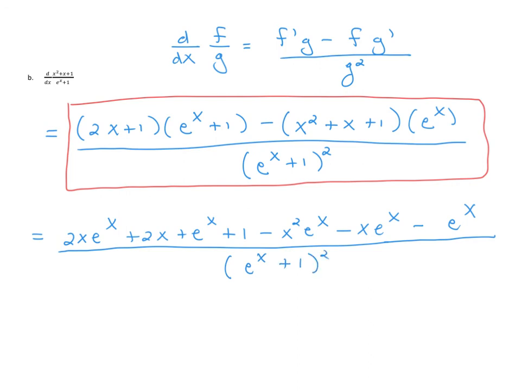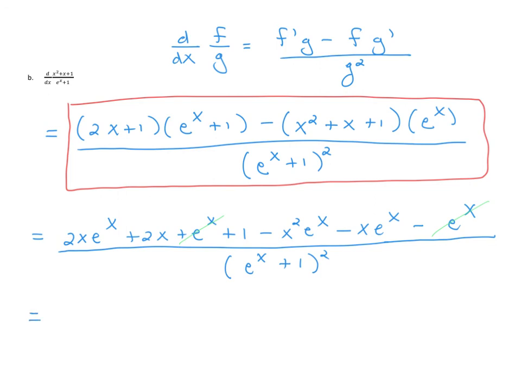Now, was this worth it? Does anything actually cancel within the numerator? A couple of things can be combined. I have an e to the x and a negative e to the x. Those are gone. What else do I have? I have a 2x e to the x and a minus x e to the x. So I can combine this term and this term. So let's start doing that.